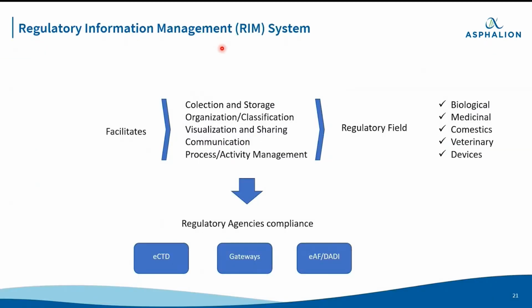So RIMs are regulatory information management systems, and basically they facilitate the collection and storage of data, the organization and classification of data, visualization and sharing, and the communication. So of course, when you have all of these, communication should be easier, and as well, process and activity management will become easier. And these are all related to the regulatory fields, so for biological, medicinal, cosmetic, veterinary, and devices.